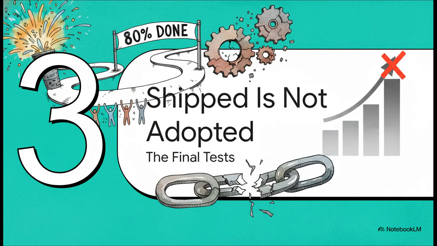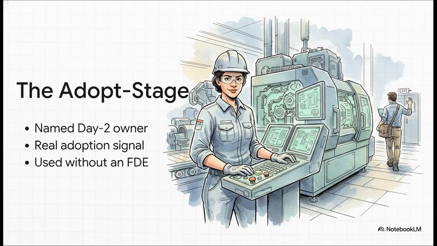Let's wrap this up with Section 3, shipped is not adopted, and the final tests you absolutely have to pass. So why did Cardinal Polymer really fail? It boils down to this. They confused a killer prototype demo with actual organizational adoption. They basically threw a party at the 80% mark. But adoption isn't just a software push. Adoption is a person, it's a metric, and it's a 30-day window.